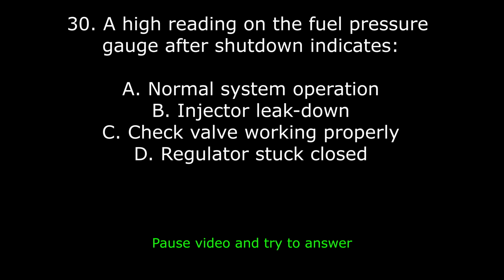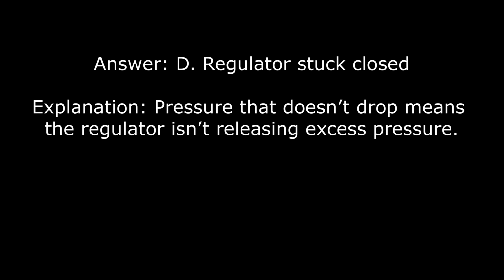31. A high reading on the fuel pressure gauge after shutdown indicates A. Normal system operation, B. Injector leak down, C. Check valve working properly, D. Regulator stuck closed. Answer: D. Regulator stuck closed. Explanation: pressure that doesn't drop means the regulator isn't releasing excess pressure.